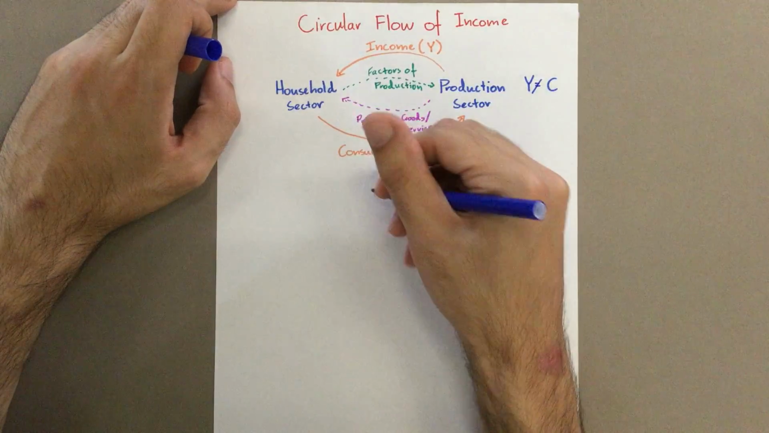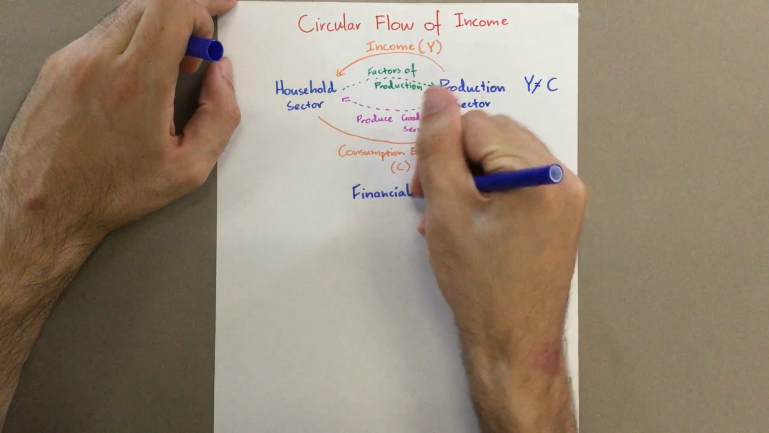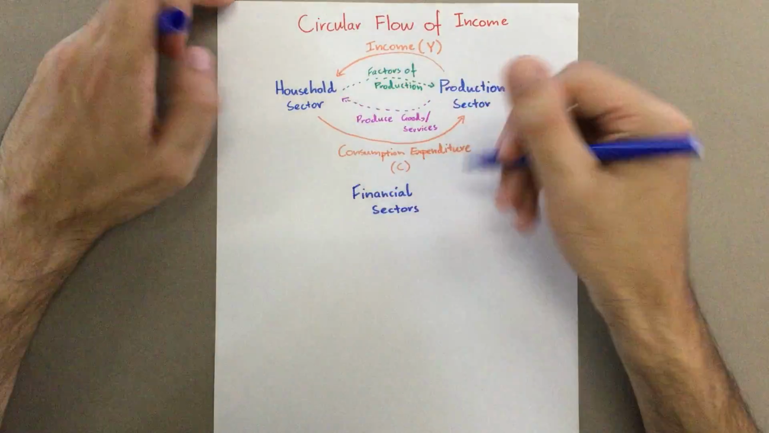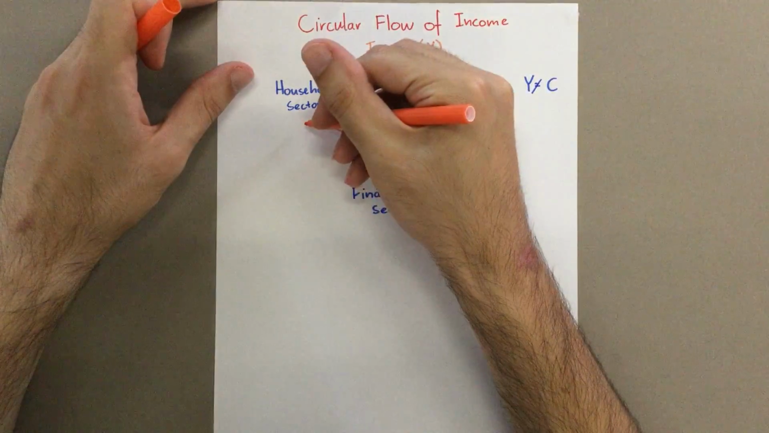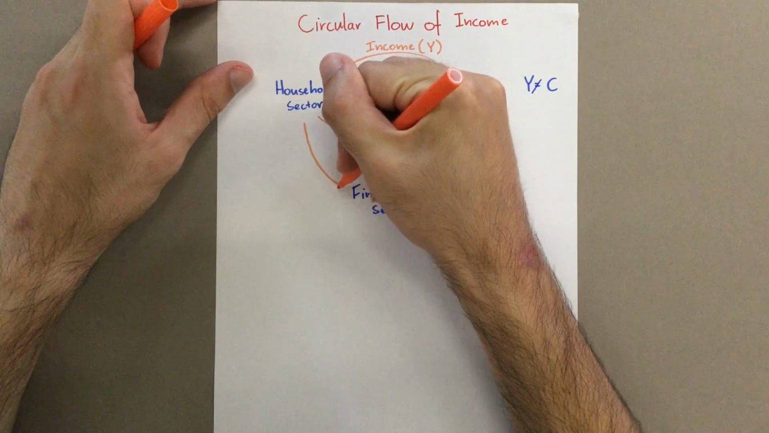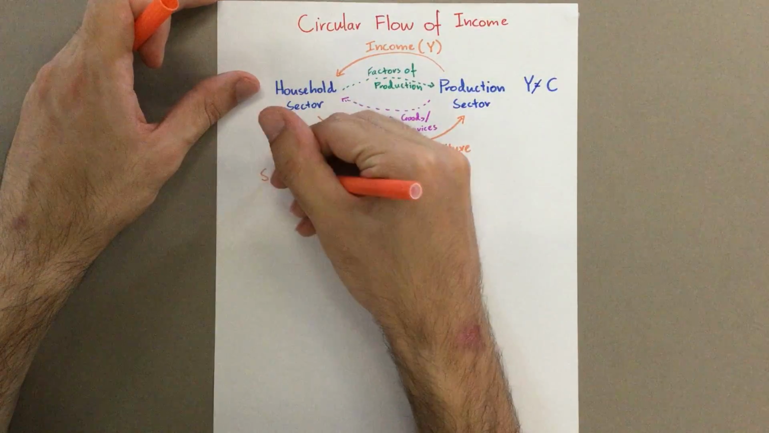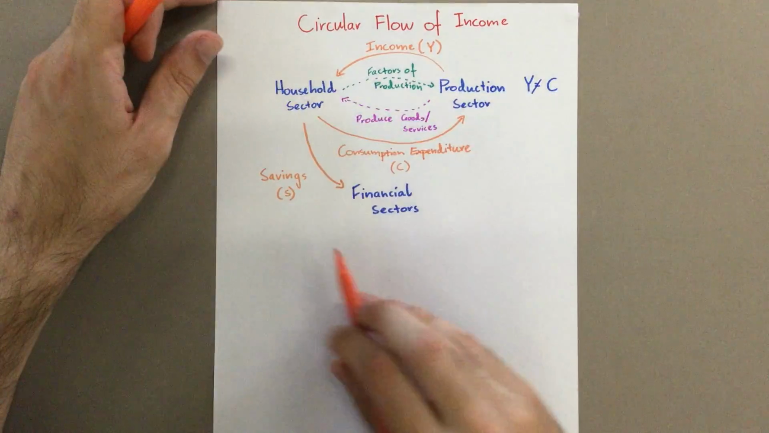We also have what's called the financial sector. And the financial sector is where primarily we see banks, these institutes that let us do two very different things. On one hand, we as consumers can decide, okay, I don't want to spend all my money on consumption expenditure. Some of it is going to go into savings. We'll represent that with an S.